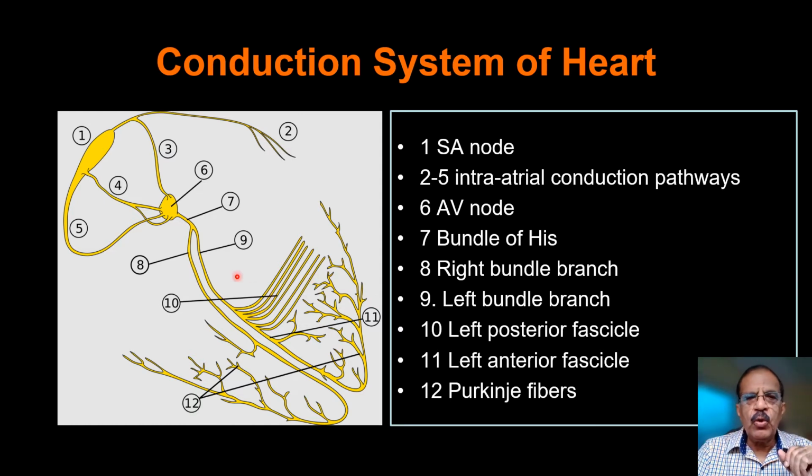It is important to know their anatomy because only then you will be able to understand marked axis deviation, which occurs when one of these fascicles is blocked. If this one is blocked, there will be right axis deviation, and if this one is blocked, there will be left axis deviation. We will discuss these conditions when we take up these abnormalities.